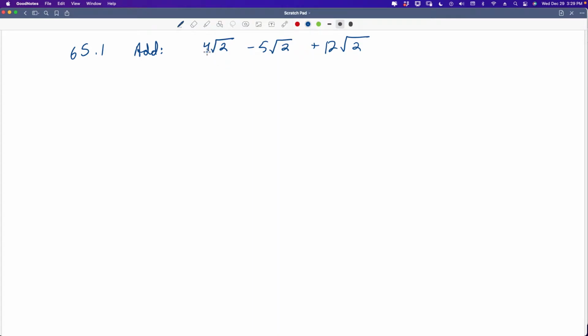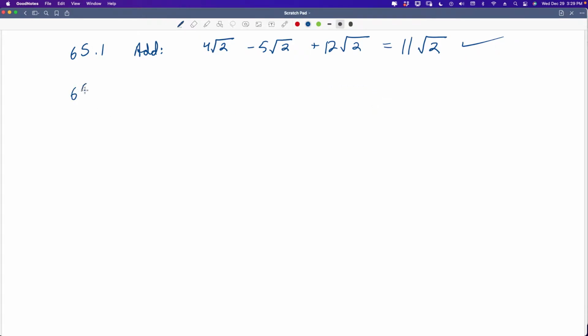So we have 4 square root of 2, 5 square root of 2, 12 square root of 2. These are all the same variable. So these are all like terms. That means we can combine the whole numbers in front of them, easy peasy. So 4 minus 5 is -1. A -1 and a positive 12 is going to be 11 times the square root of 2. And that is the answer for 65.1.